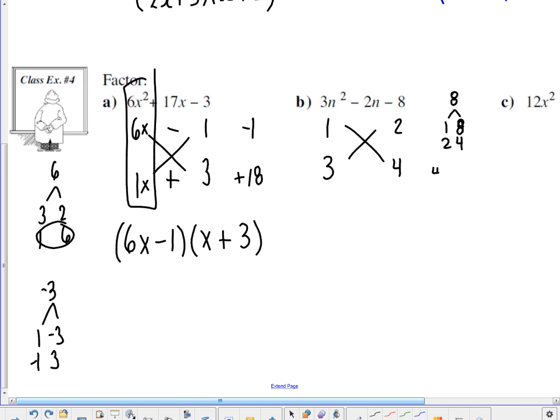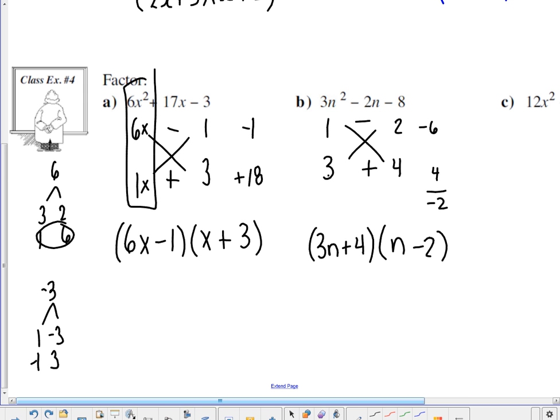1 times 4 is 4. 3 times 2 is 6. Can I make -2 out of that? How can I make -2? If we had a -6 and a +4, right? That would add to -2. So the negative had to be with the 2 and the positive with the 4, right? Would that work? 1 times +4 is 4. 3 times -2 is -6. So what is the factored form? 3n plus 4 and -2.